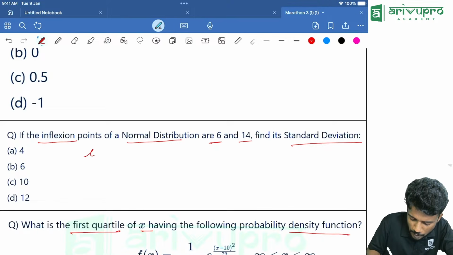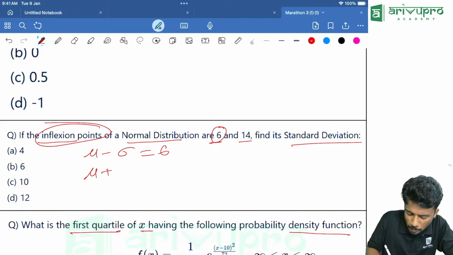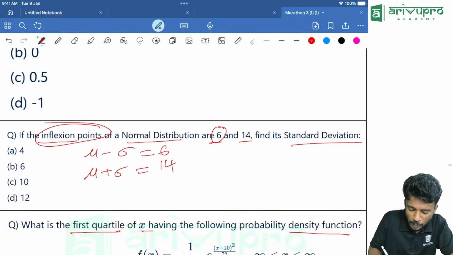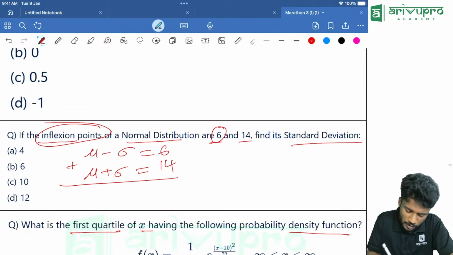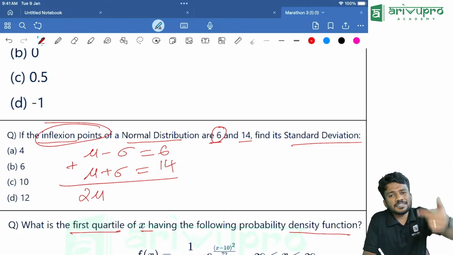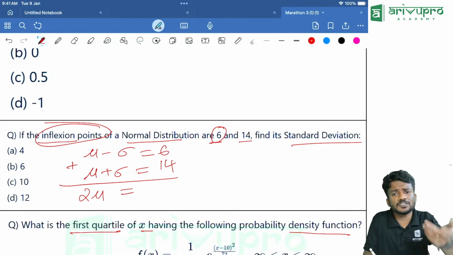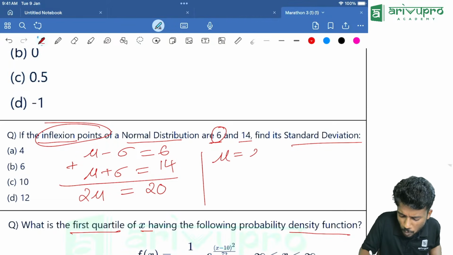So what is given? Points of inflection are given. Mu minus sigma is how much? 6. Then mu plus sigma is how much? 14. From this we already found the value of mu. Mu is how much? We need to add both the equations. So mu plus mu is how much? 2 mu. Then minus sigma plus sigma is how much? That will be cancelled off, that will be 0. Then 6 plus 14 is how much? 20. From that mu is equal to 20 by 2, that is equal to 10.